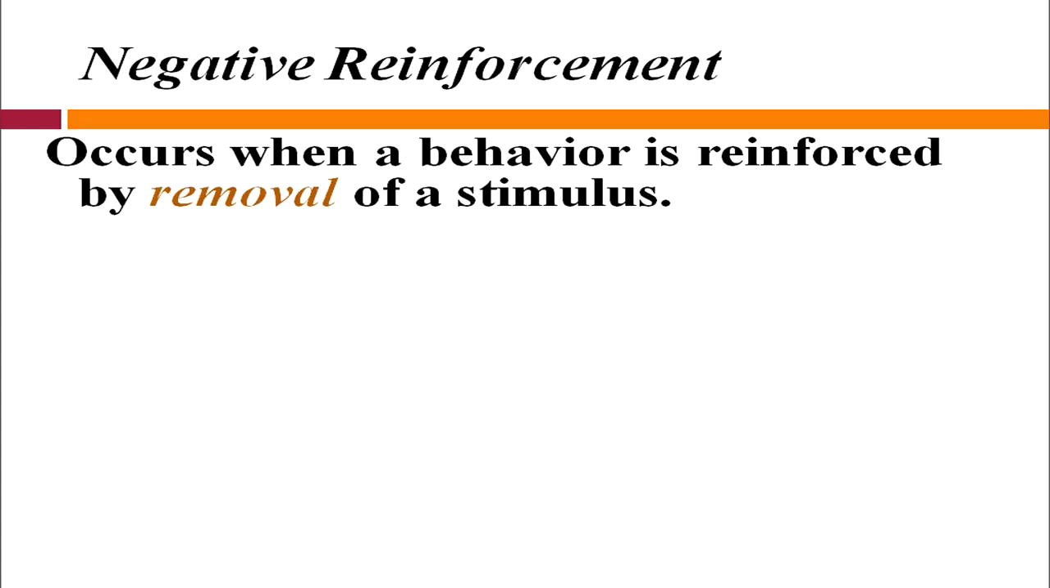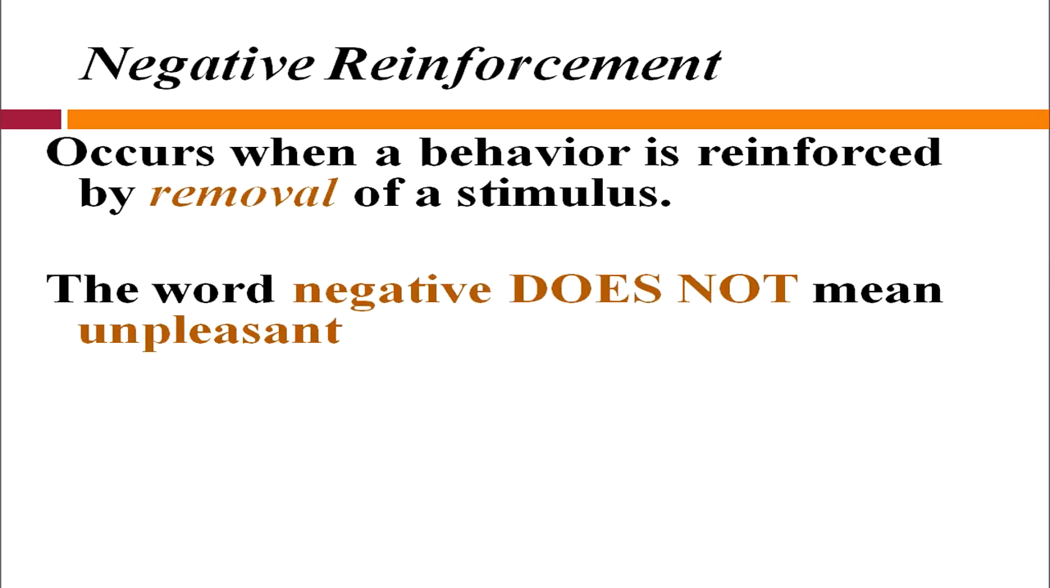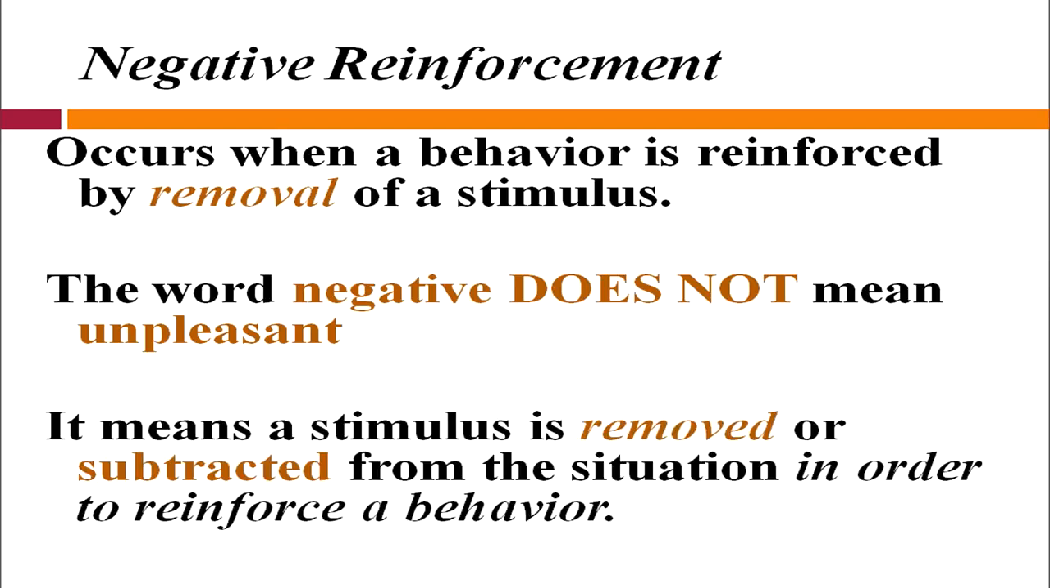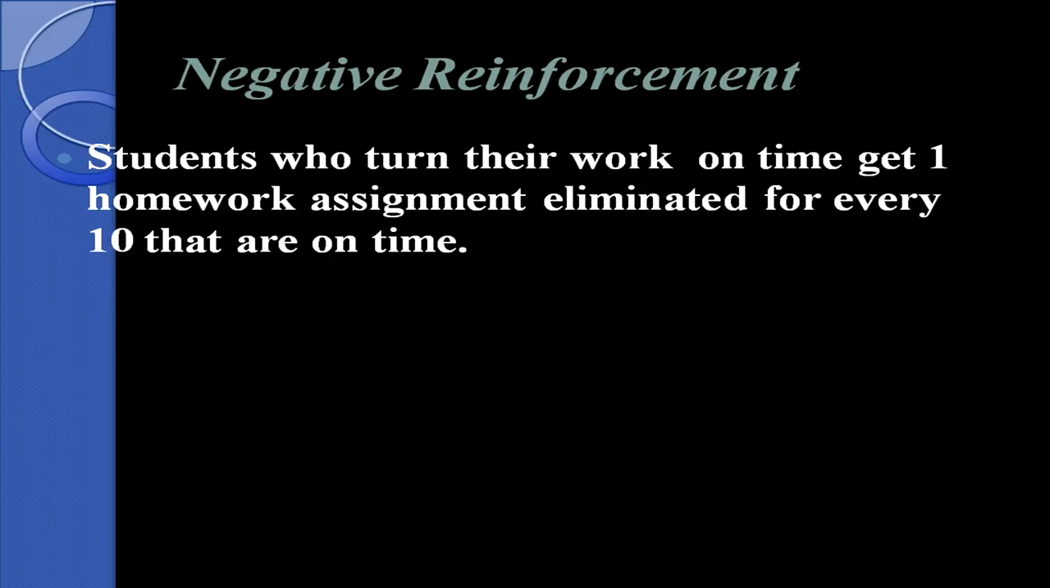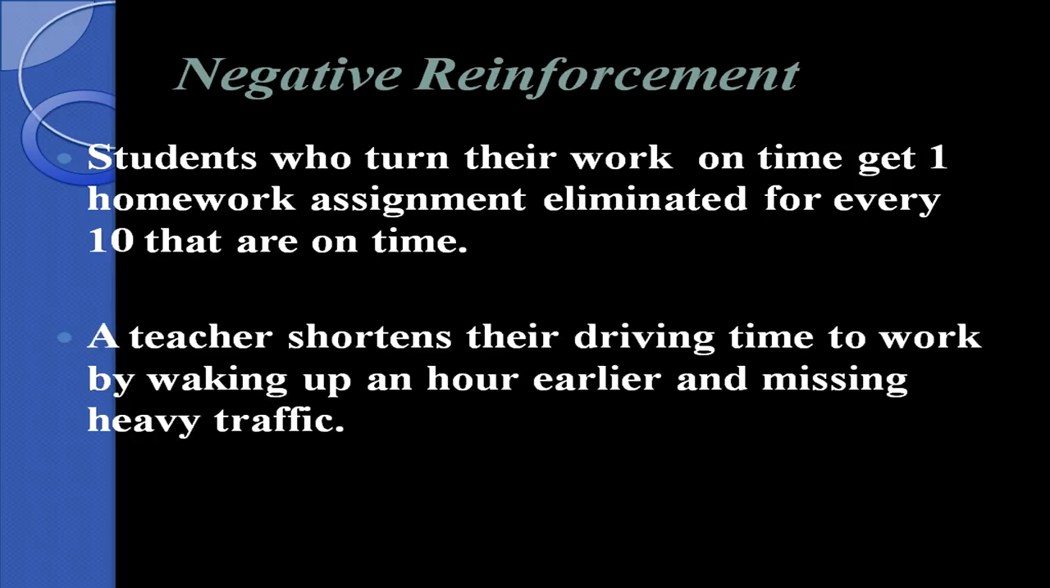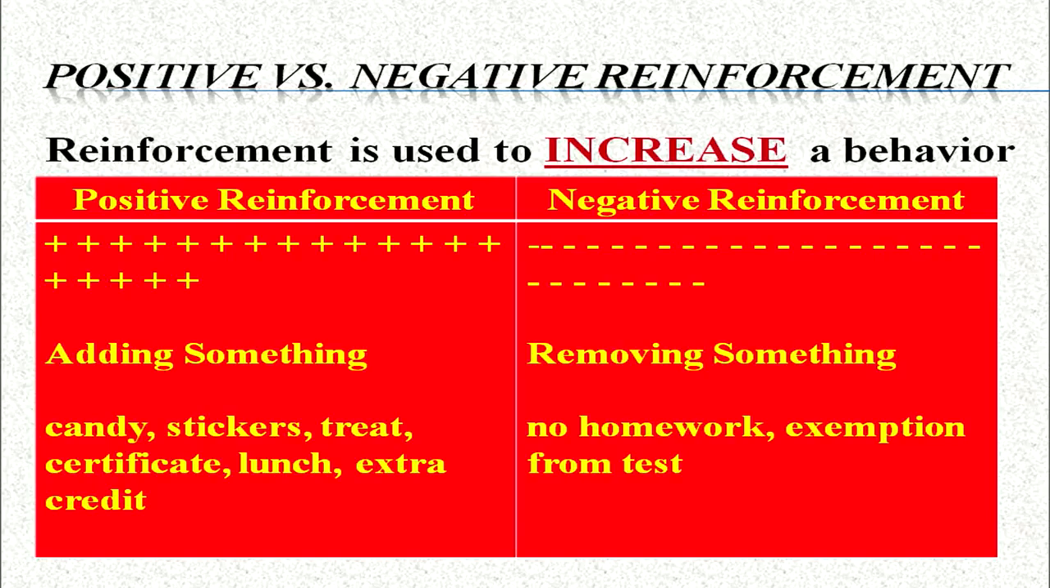Next is negative reinforcement. It occurs when a behavior is reinforced by removal of a stimulus. The word negative does not mean unpleasant. It means a stimulus is removed or subtracted from the situation in order to reinforce a behavior. Students who turn their work in on time get one homework assignment eliminated for every 10 that are on time. A teacher shortens their driving times to work by waking up an hour earlier and missing heavy traffic. Now we can see the difference between positive and negative. Reinforcement is used to increase a behavior. Under positive reinforcement, we add something like candy, stickers, treats, certificate, lunch, etc. Whereas in negative reinforcement, we remove something like no homework or exemption from test.